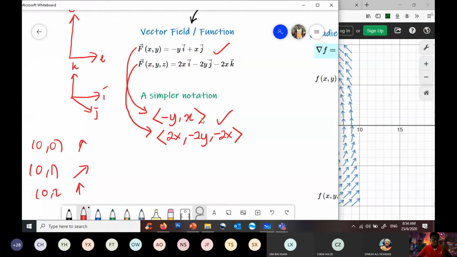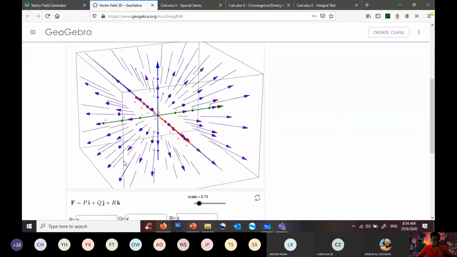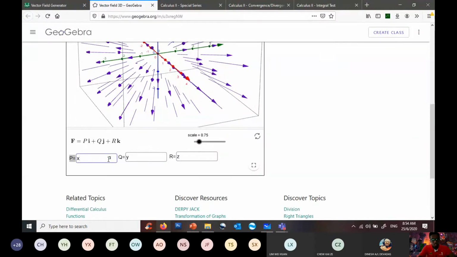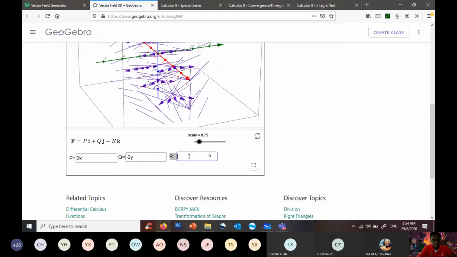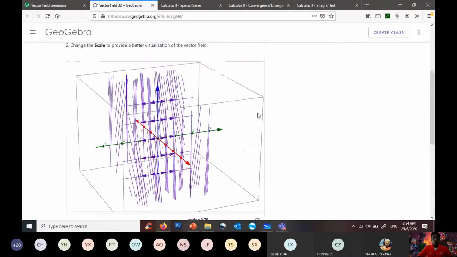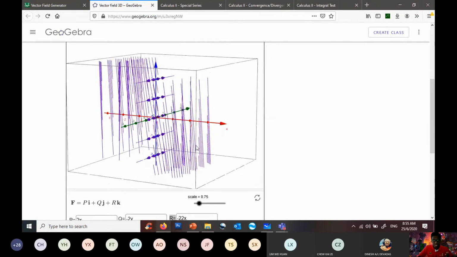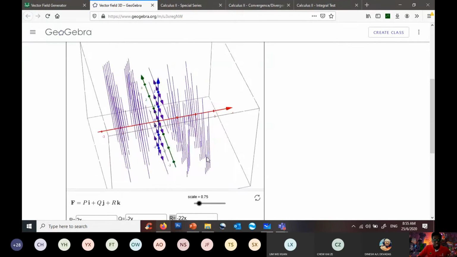If you have three components, 2x, negative 2y, negative 2x, you can imagine you're going to get a three-dimensional vector field. So let us try to plot this. I also found one for 3D vectors. 2x, negative 2y, and negative 2x. And there you go, an extremely weird shape, but still a three-dimensional vector field.